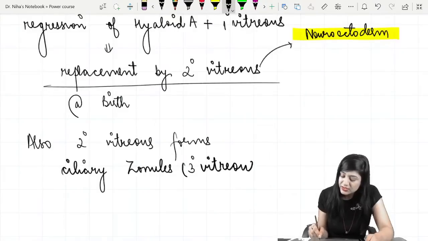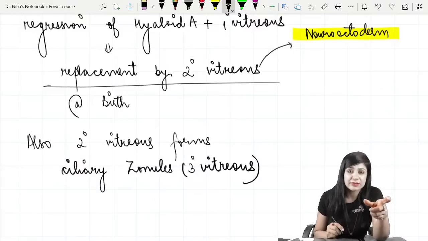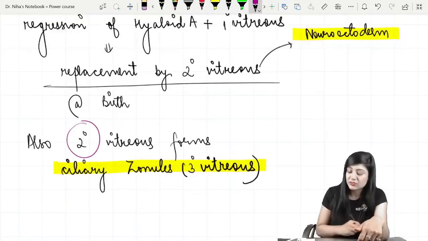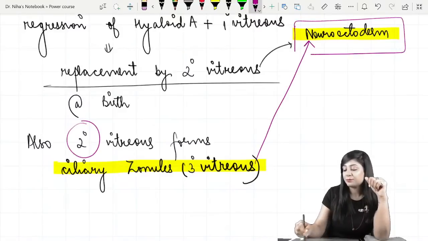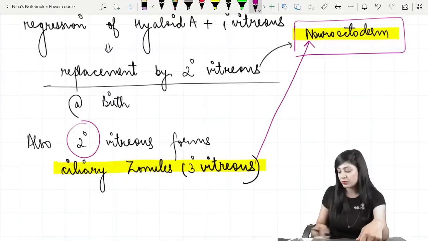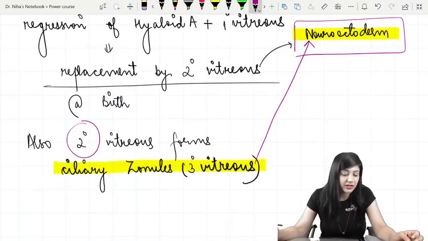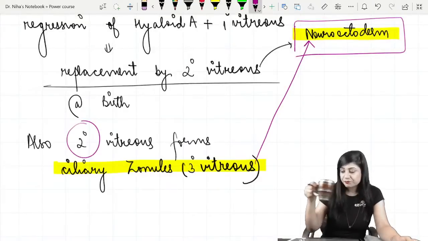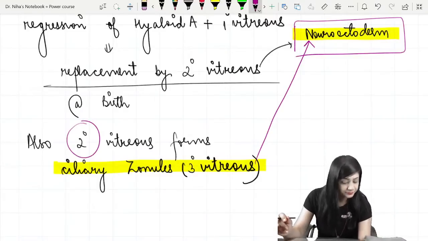So tertiary vitreous is nothing but the vitreous which forms from the secondary vitreous itself. It is also called the ciliary zonules. Because it comes from secondary vitreous, it also develops from neuroectoderm. Secondary and tertiary vitreous develop from neuroectoderm, while primary is from the mesoderm. This is the summary of primary, secondary, and tertiary vitreous. Have you understood? Have you written, everyone?